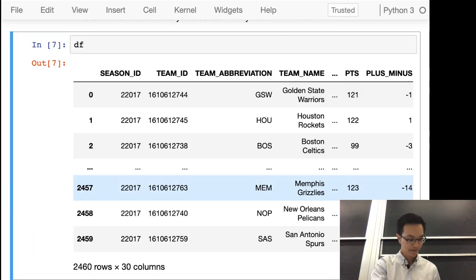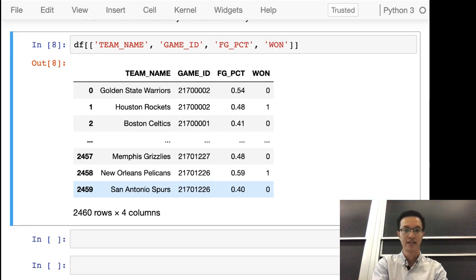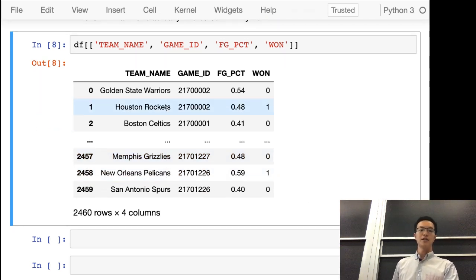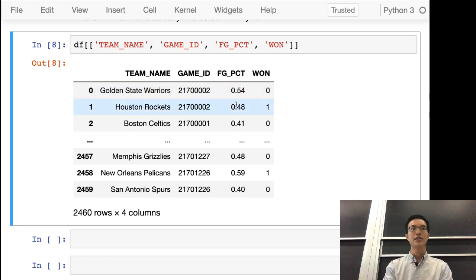So I have here my data frame. I can pull out the team name, the game ID, the field goal percentage, and whether the team won or not. And we see here that every game in this data set appears twice, one for the home team and one for the visiting team. And in this case, it looks like the Rockets beat the Warriors, even though the Warriors made more shots. And so what I want to do is group together the table by the game ID and subtract the field goal percentages from each other. All right, so let's make that happen.